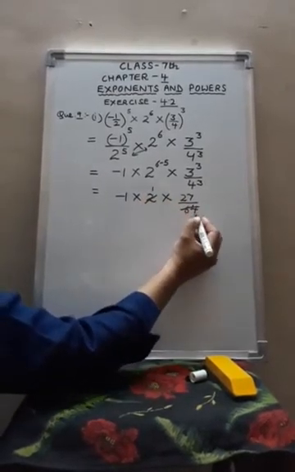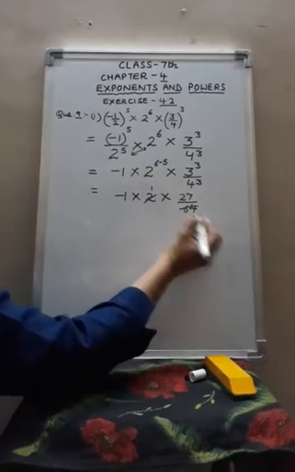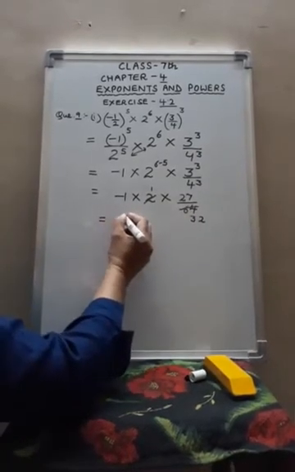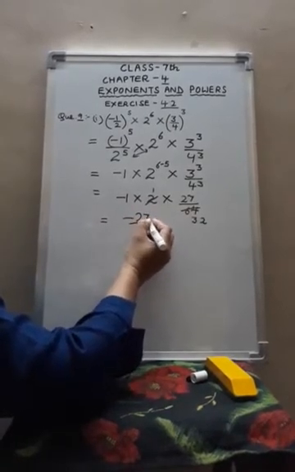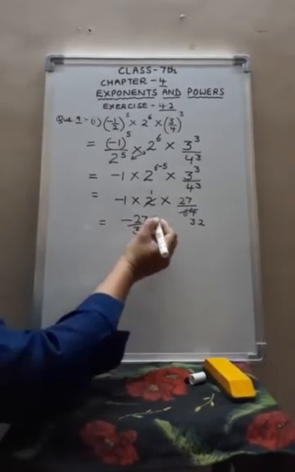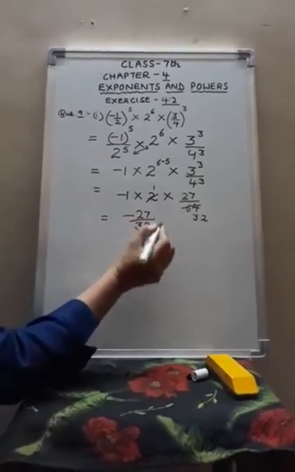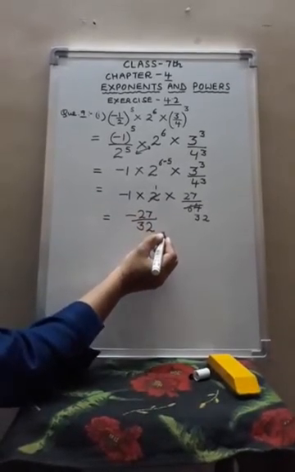2 1s are 2, 2 3s are 6, 2 2s are 4. So the answer becomes minus 1 into 27 is minus 27 upon 32. This is the answer because you cannot further simplify it. So this will be the answer.